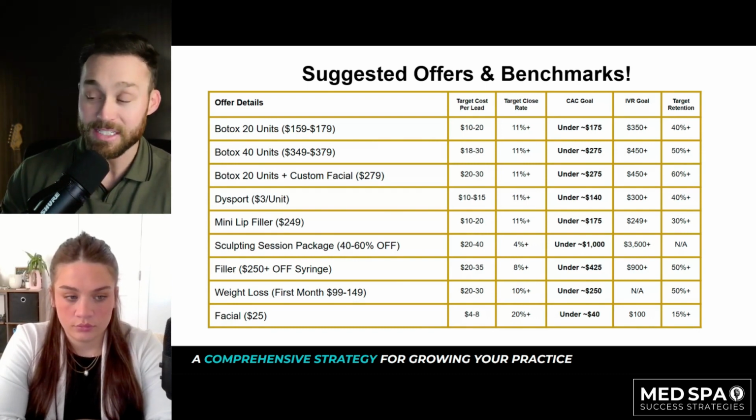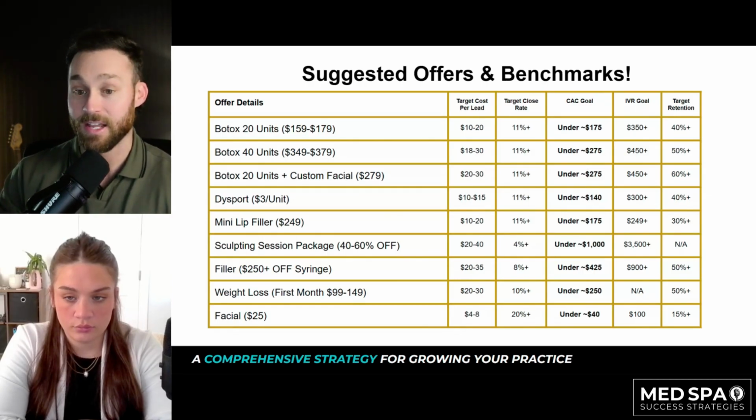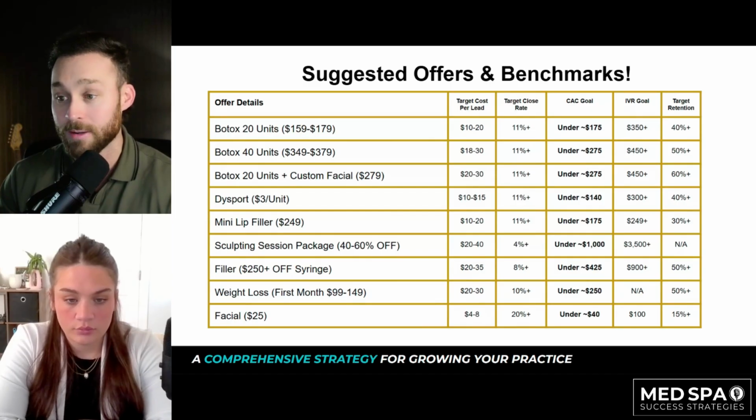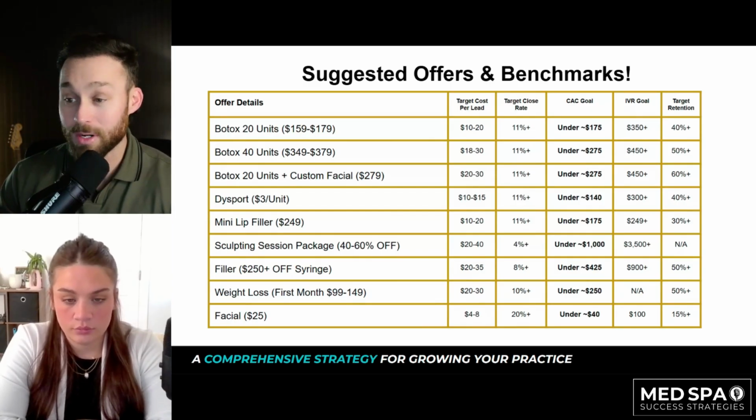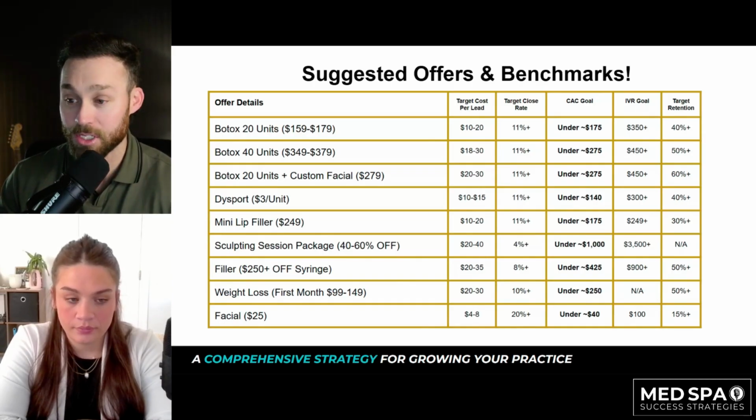The other thing you'll notice is these are straightforward offers, not combining different services. And we kind of explained that on the last slide. But the filler, $250 off a syringe, Lauren, under $425 customer acquisition cost at the end of the day, but initial visit revenue should be pushing closer to $1,000 plus. Yep. Weight loss is a loss leader. It's your Costco rotisserie chicken.